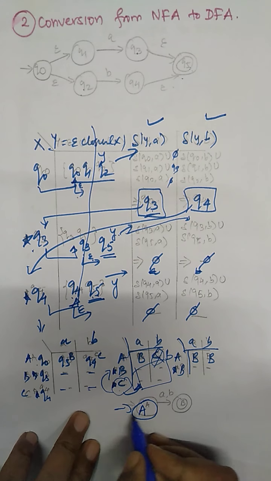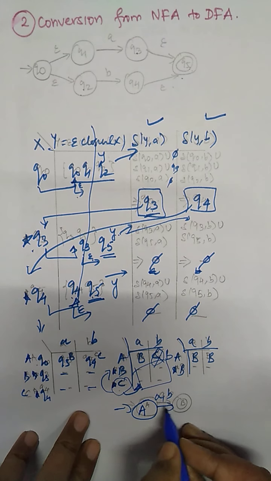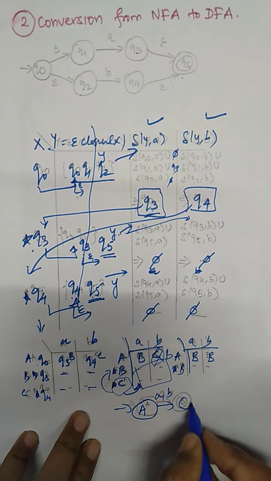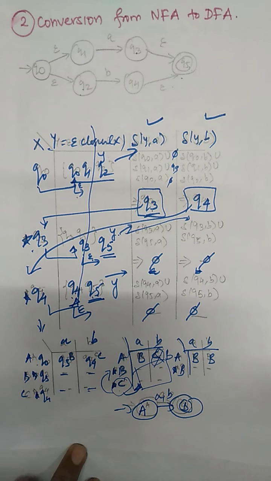Draw the diagram. State A, on A or B, put a comma in between A and B, goes to the final state B. So this is how we converted the NFA to DFA.